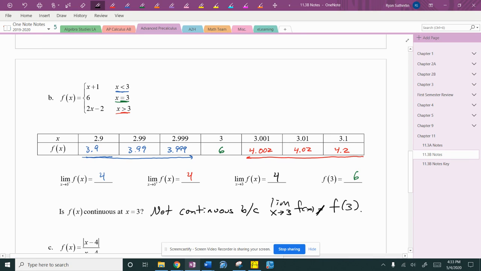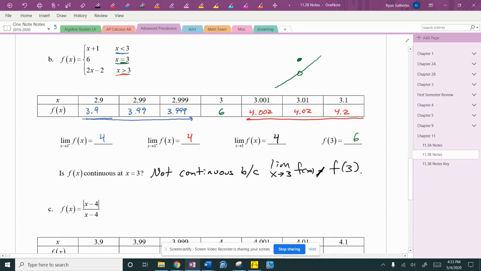And let's think about what the graph must be looking like. Like I have a function here where I'm getting closer and closer to 4, but it doesn't reach it. Here we're getting closer and closer to 4, it doesn't reach it. But then at 3, the value is 6. So this would be an example of a removable discontinuity. There's a hole in the graph, and that's what's causing it not to be continuous.